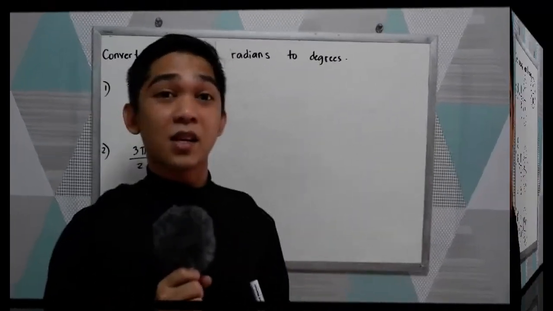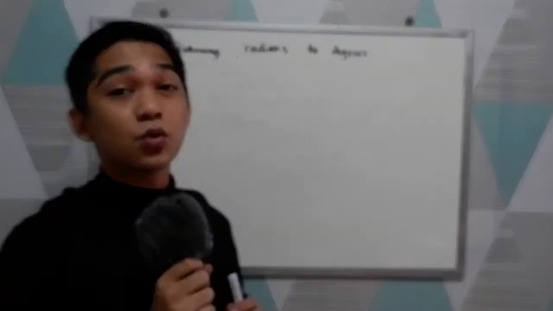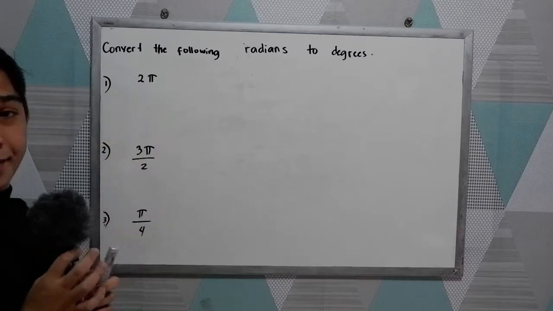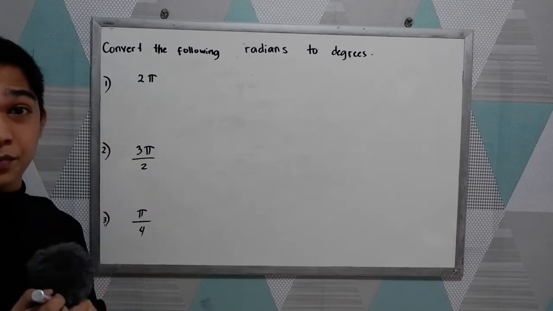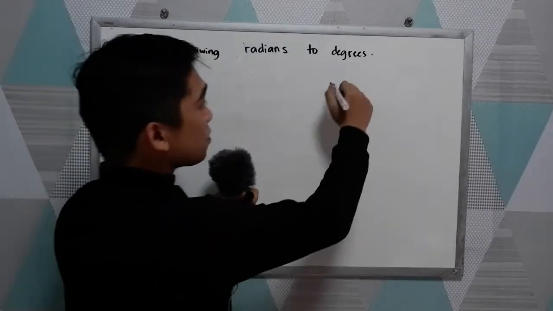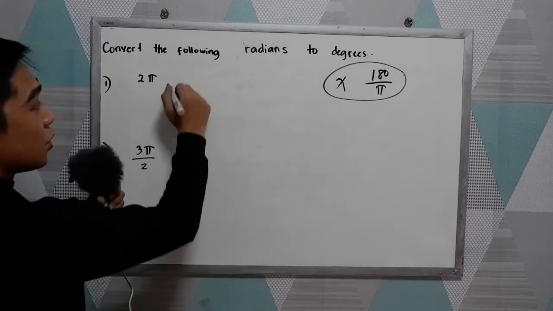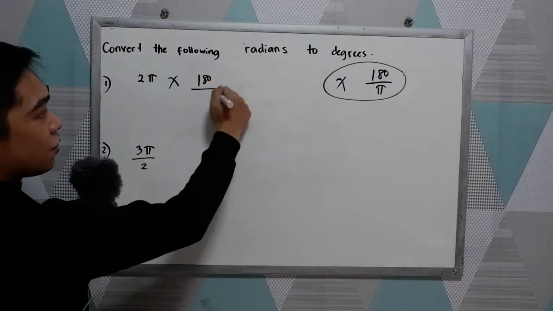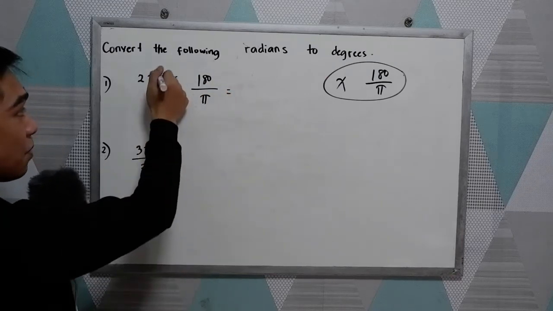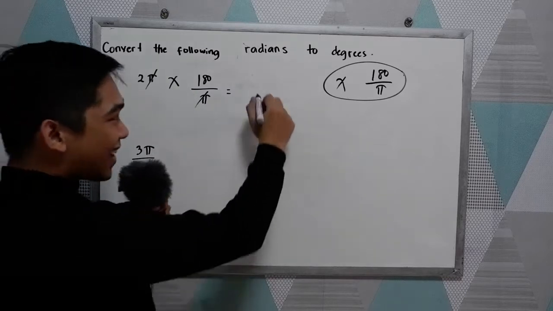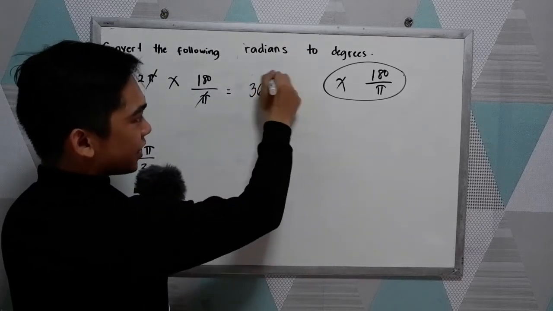Now let's have exercises on how to convert radians to degrees. So let's have the following. Number 1, 2 pi. We're going to convert into degrees. Now to convert, just multiply it by 180 over pi. Pi will be cancelled out. So we have 2 times 180, that is 360 degrees.